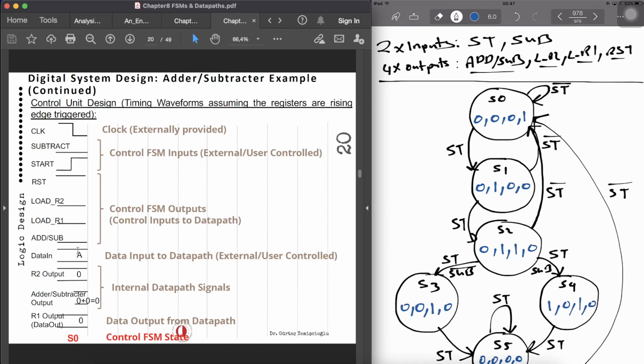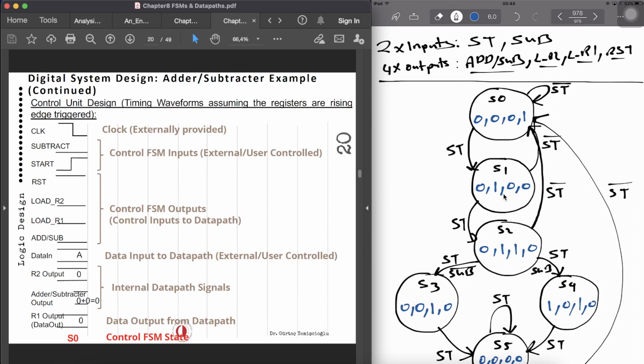Data can be any value that will be fed into the data path. R2 output is the register 2 output, then the adder-subtractor output. Whenever the operation is performed, it will appear over here, and R1 output is going to be the data out. Now, when we are in state 0, where the reset is 1, as you can see, reset is already high, and nothing is going through at the moment, and we are just initializing the system.